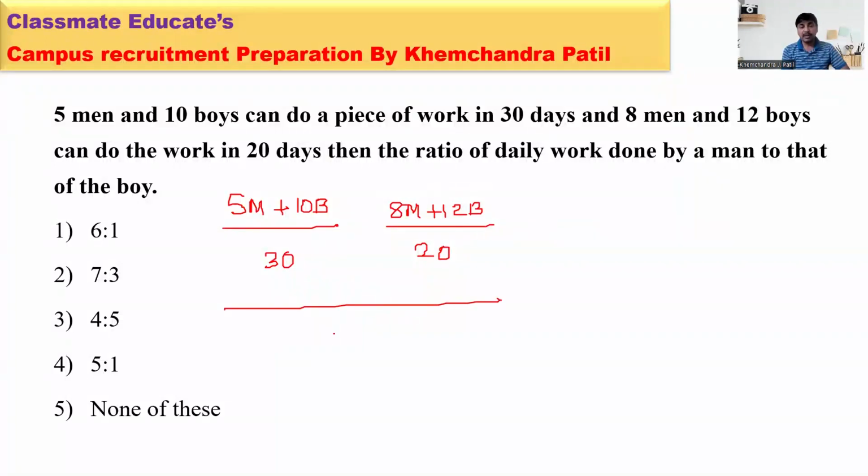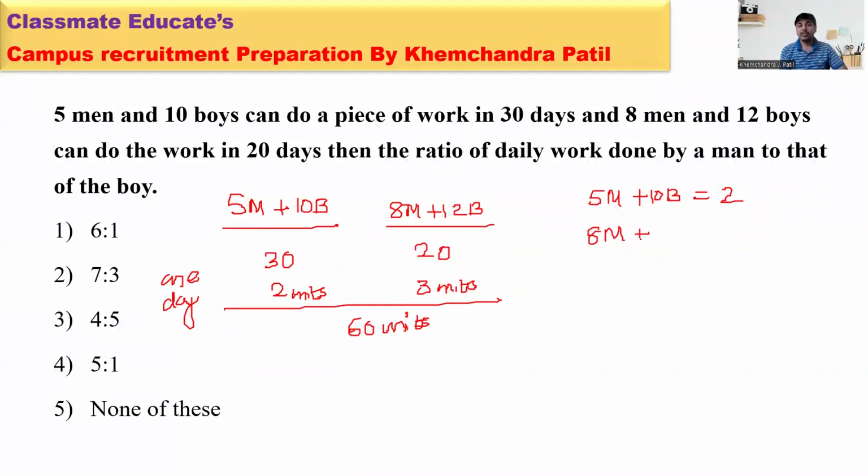So let us figure out their 1 day capacity. I assume that the LCM of 20 and 30 is 60 units. In 1 day, this group of 5 men and 10 boys completes 2 units, and in 1 day, this group of 8 men and 12 boys completes 3 units. So I will have two simultaneous equations here: 5m plus 10b is equal to 2, and 8m plus 12b is equal to 3.